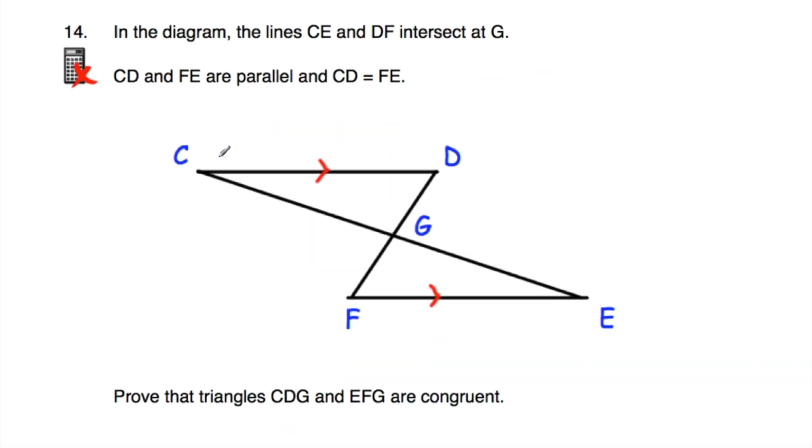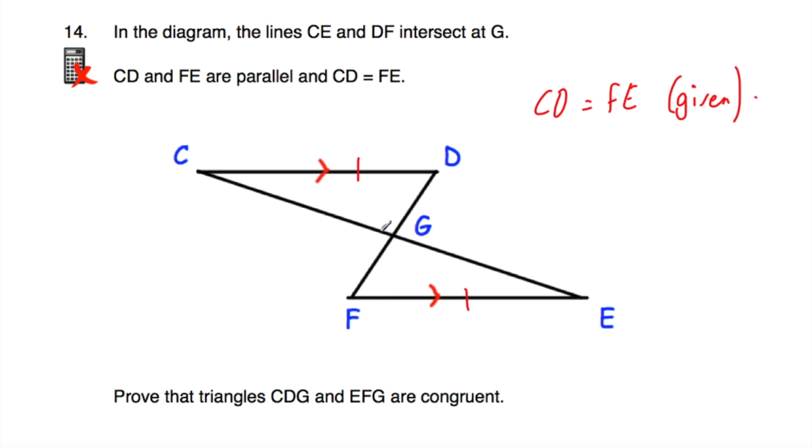So question number 14, we're told that the lines CE and DF intersect at this point G, and we're told that CD and FE are parallel, and that CD and FE have got the same length as each other. And we've been asked to prove the triangle CDG and triangle EFG are congruent. So we want to prove that this triangle is congruent to this triangle. Okay, now first of all I'm going to start off with the fact that CD equals FE. So this side here has got the same length as this side here, because we're told that CD equals FE, and that's been given to us. So that's been given.